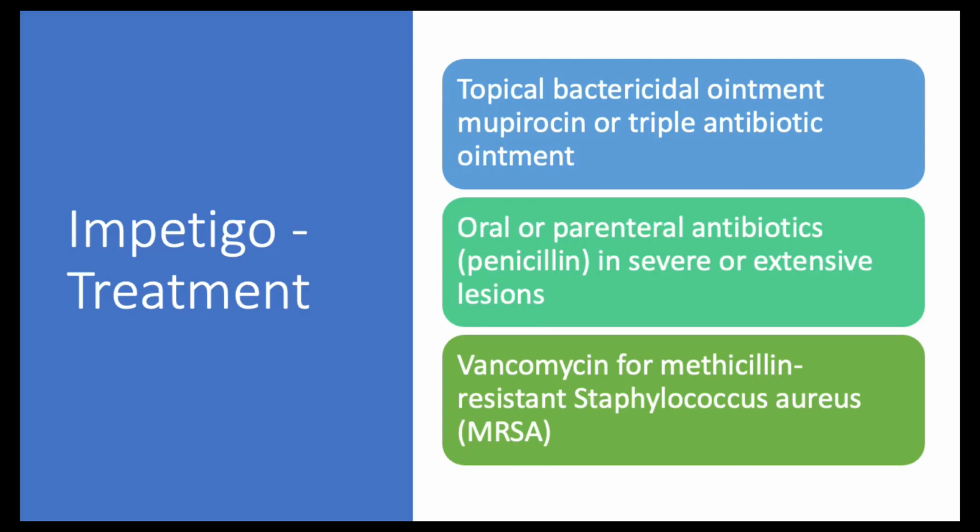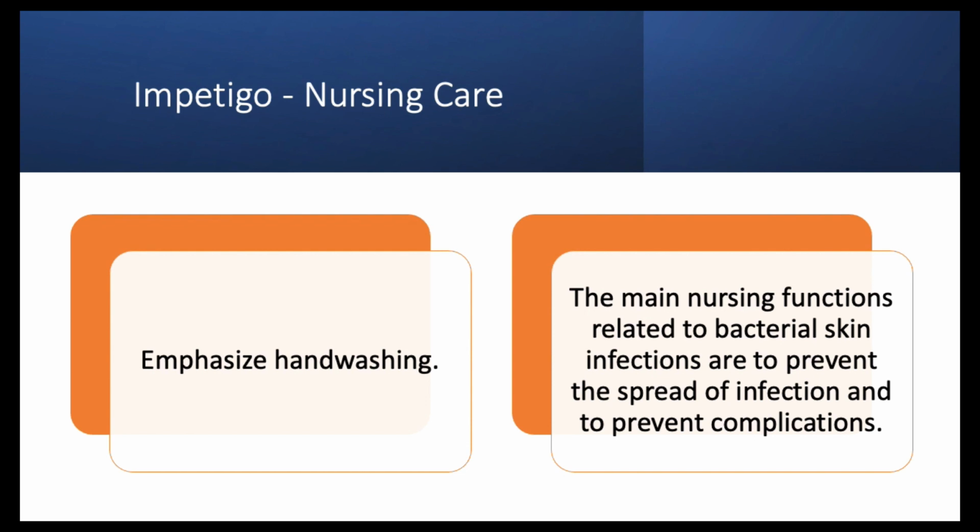Most of the time, we can treat impetigo with just topical antibiotic ointment. However, sometimes oral antibiotics are necessary. If we think it's because of MRSA, we have to add vancomycin. The nursing care of impetigo includes emphasizing hand washing and minimizing the manipulation of the area to prevent spread.